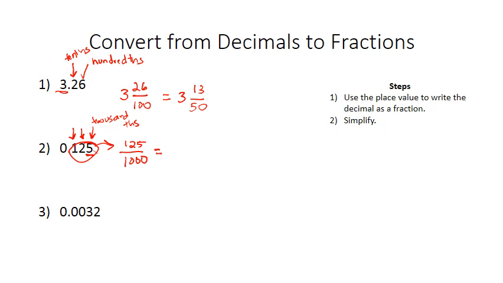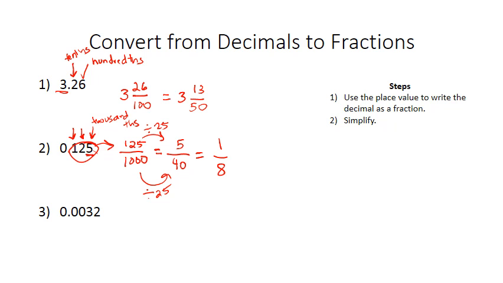Now they're both divisible by 25. Sorry, 125 divided by 25 is 5, and then 1,000 divided by 25 should be 40. Now I can keep simplifying this. I can divide 5 by 5 and I get 1, and 40 by 5 and get 8. So this would be equal to 1/8.